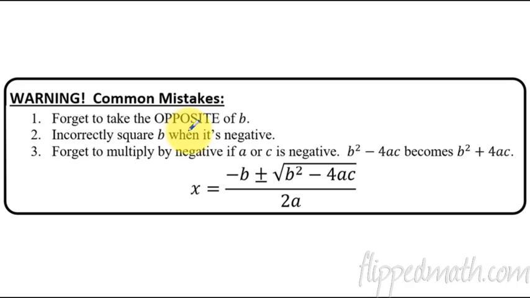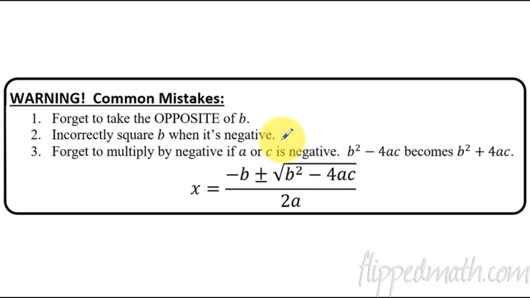The next thing is incorrectly squaring b when it's negative. I'm talking about right here when b is negative. Okay, so remember, I already talked about this, but if b is -2, then -2 squared is 4. This will always be positive. It's never negative. Okay, so -2 times -2 is not -4, it's +4. So just be careful about that, how you plug in things to square it.